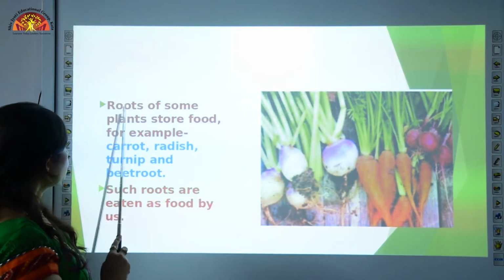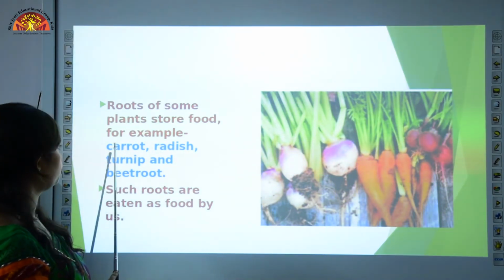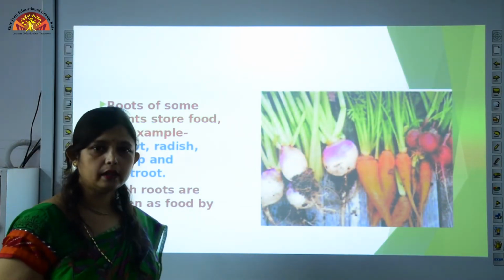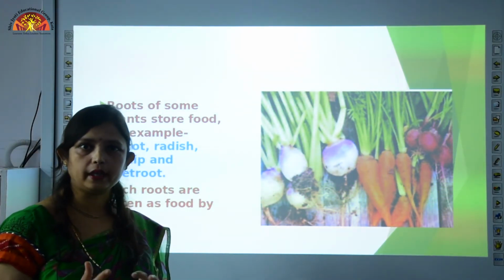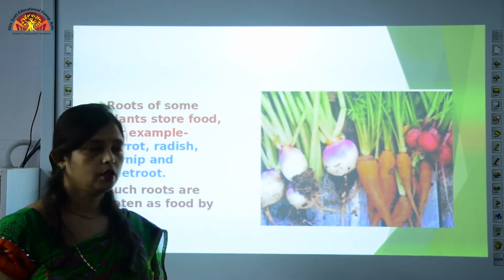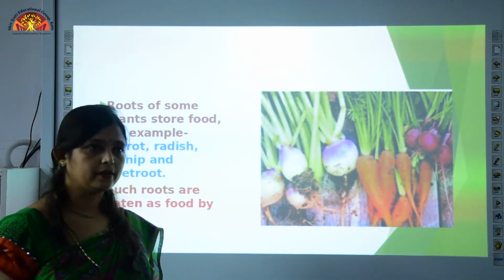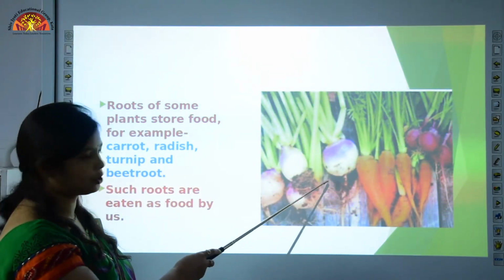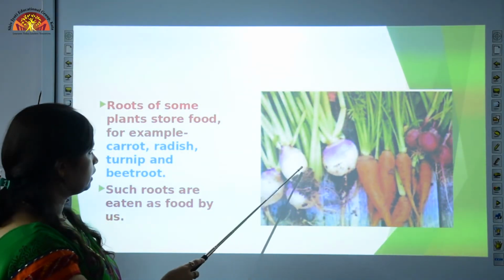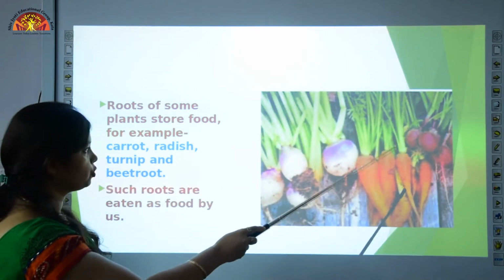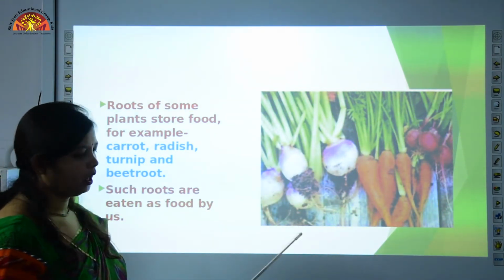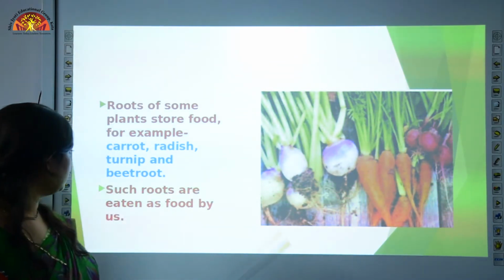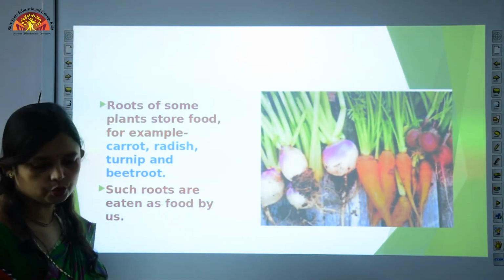Next is, roots of some plants store food. Now in plants, whenever food is prepared, the extra food gets stored in some parts of plants. So roots also store some extra food. You can see some examples over here in the picture shown, that turnip, radish, beetroot, carrots, they all are the storage roots. They store food and we eat these roots as food.